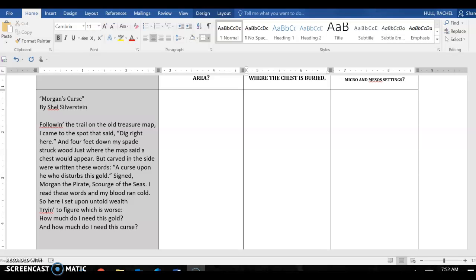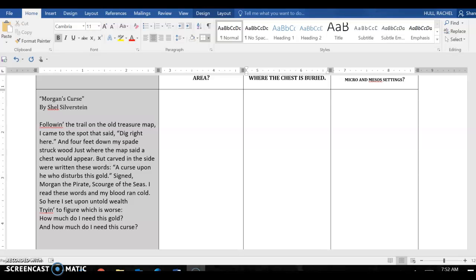Think about the meso setting. What would be the intermediate area that encompasses the character? And then what is the macro setting? What is the larger setting that encompasses everything? So here we go. Morgan's Curse by Shel Silverstein.